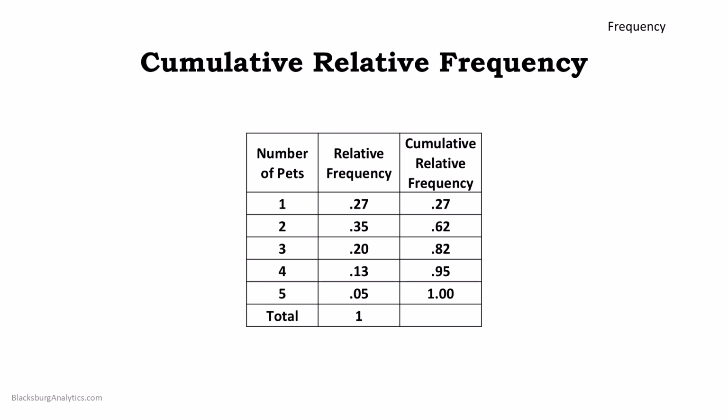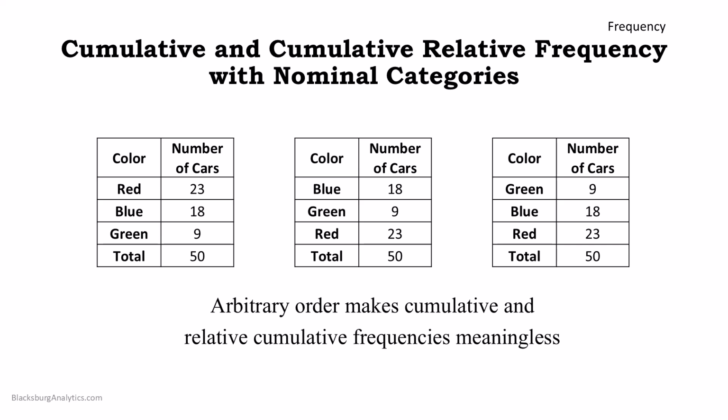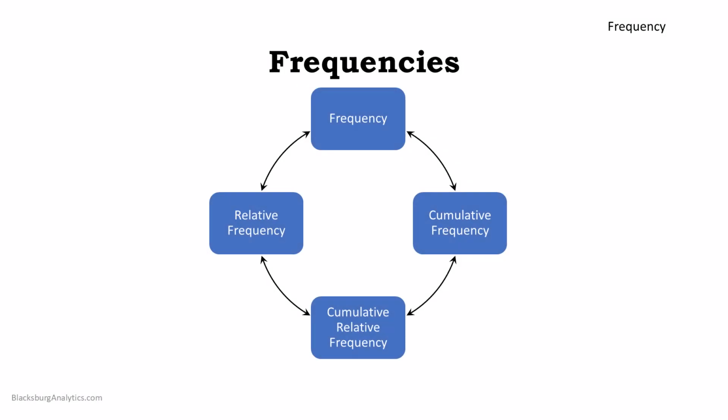Cumulative relative frequency is the successive sum of relative frequencies. Start at the top and add as you go down the table, just like the cumulative frequency. The last entry should be 1, the sum of relative frequencies. Cumulative frequency and cumulative relative frequency aren't useful with nominal categories, like car color, that don't have a natural order. All of the frequency distribution types can be calculated from any one other type, if the total number of observations is known.